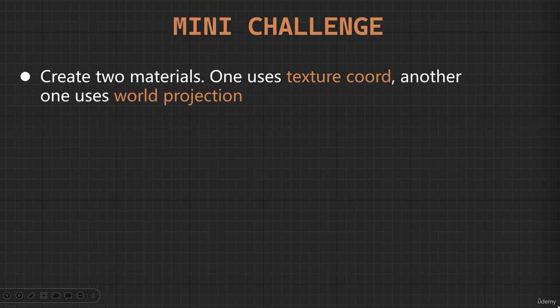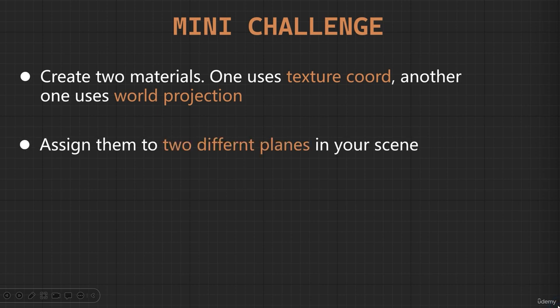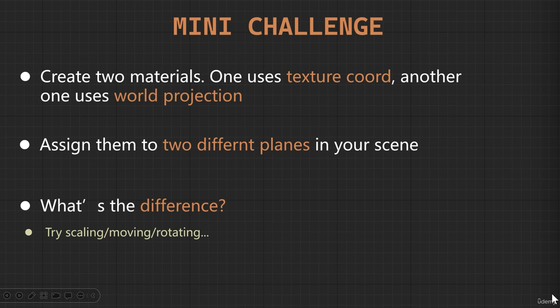After that, I'd like you to assign them to 2 different planes in your scene. Then I'd like you to figure out what's the difference between these 2 methods. You can try scaling them or moving them or rotating them. Pause the video now and give this a go, or come back if you need help.